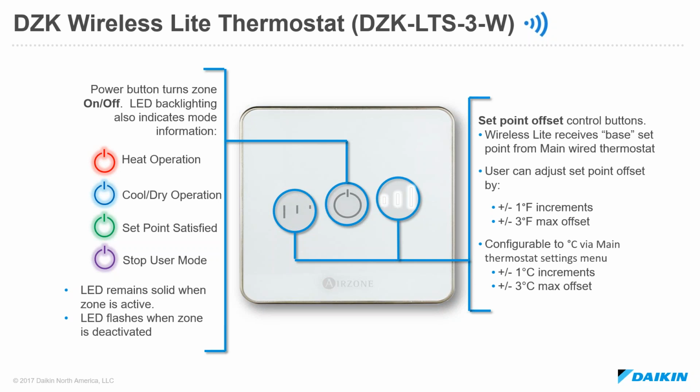I mentioned before 1 degree Fahrenheit increments for a total of plus or minus 3 degrees Fahrenheit. There is also a configurable menu setting so that we can adjust that to degrees Celsius, but ultimately the result is plus or minus 3 degrees Celsius or approximately 6 degrees Fahrenheit. It gives a little bit more temperature range, but the increments are a little bit less flexible versus individual 1 degree Fahrenheit offsets.